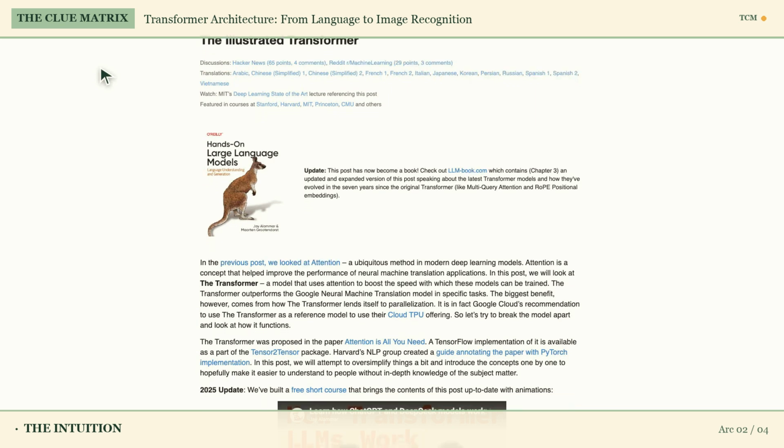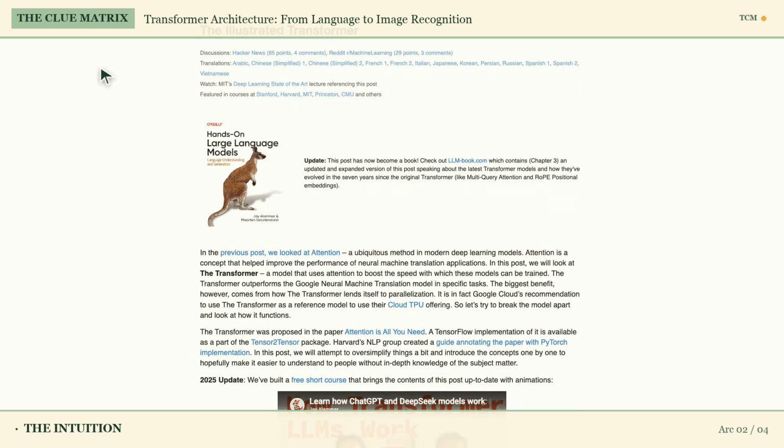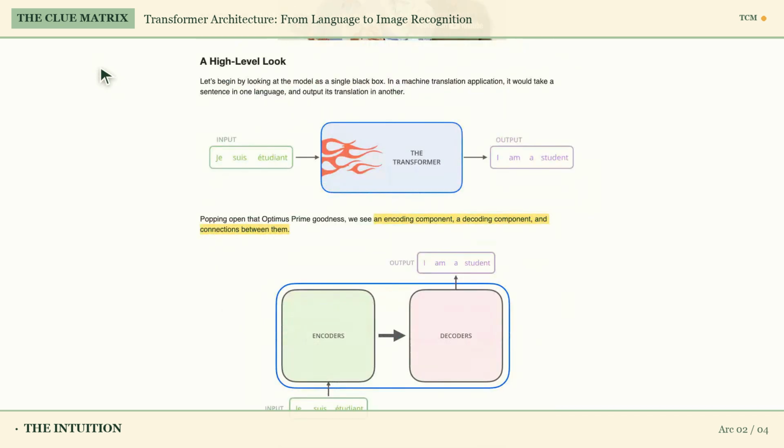But when we pop it open, we see two major parts: an encoding component, a decoding component, and connections between them. This structure is typical for sequence-to-sequence models. Right. The encoder processes the input sentence, and the decoder generates the output translation. That makes sense for language tasks.